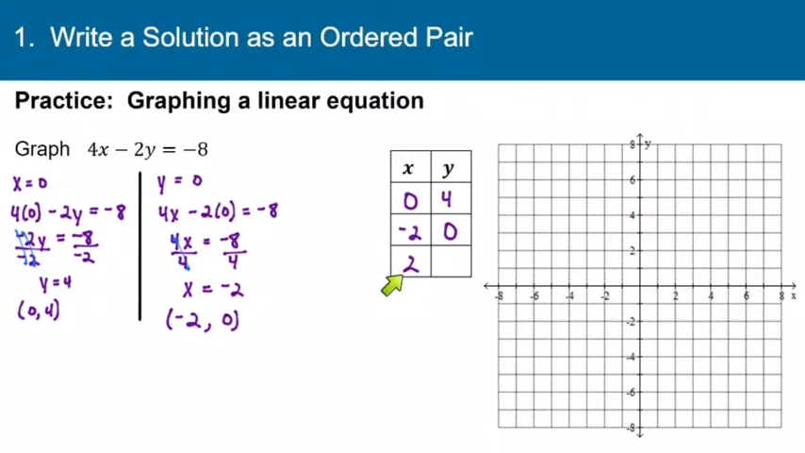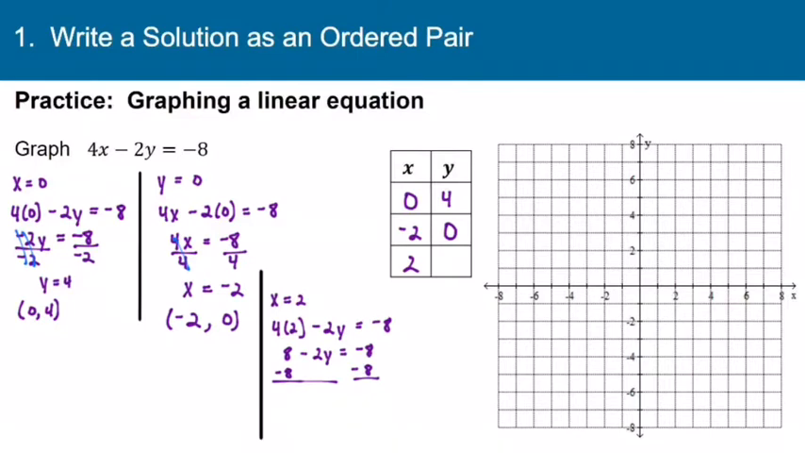And now let's plug in x equals 2. So that will give us 4 times 2 minus 2 times y equals negative 8. So 4 times 2 is 8. That gives us 8 minus 2y equals negative 8. Now we want to isolate the y. So we'll subtract 8 from both sides. That's going to give us negative 2y equals negative 16 on the right. Remember, negative 8 plus negative 8 would be negative 16. Now divide both sides by negative 2, and we get y equals negative 16 divided by negative 2, which is positive 8. So our ordered pair here is 2, 8. And I'll put the 8 here in my table.